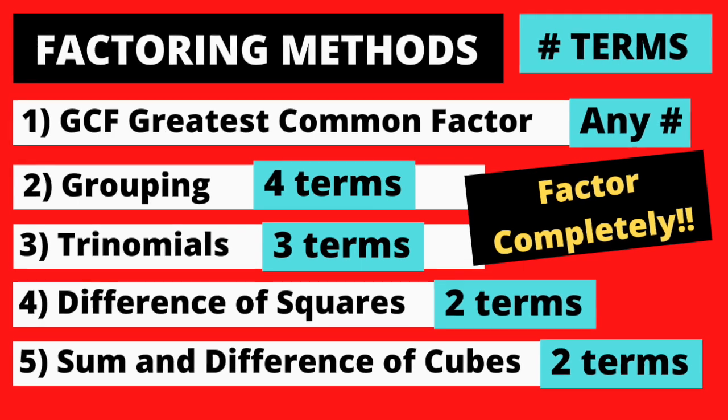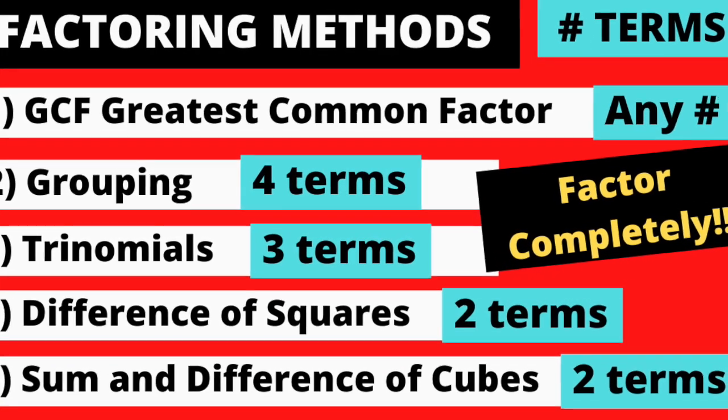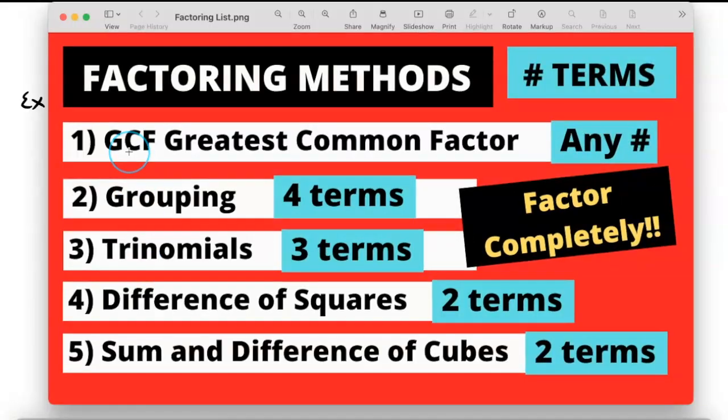So here's the list of the methods that we're going to be using today. Our first one is the greatest common factor. I'll put on the right side any number of terms. Next one is grouping, 4 terms. Trinomials, 3 terms. Difference of squares, 2 terms. Sum and difference of cubes. And all of this, we need to factor completely. We got to make sure that we always finish factoring.